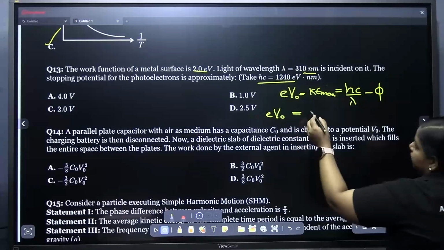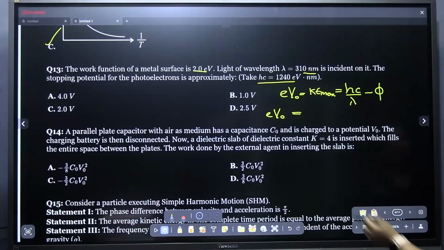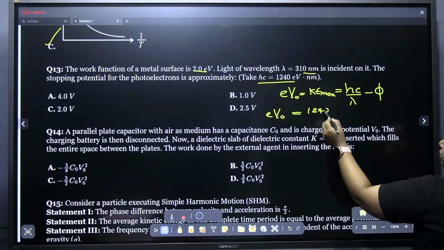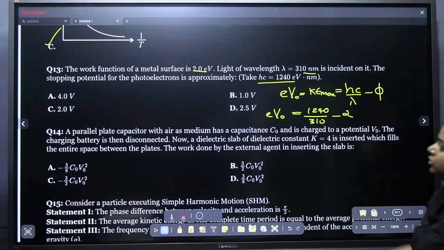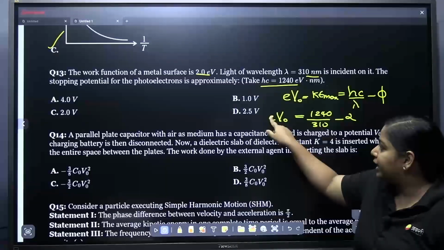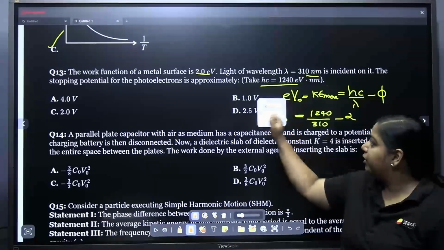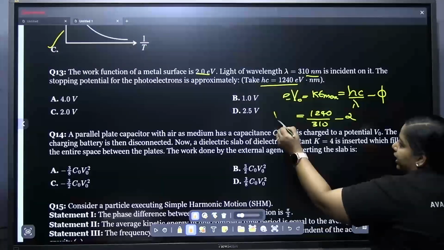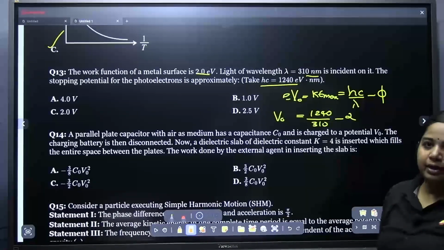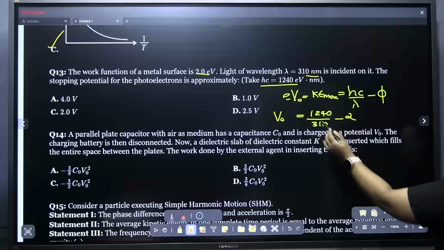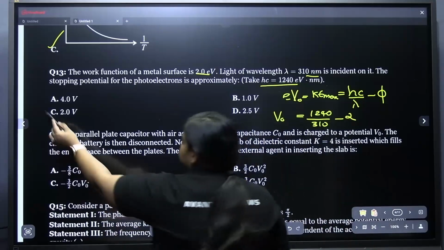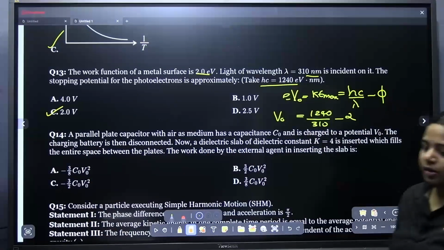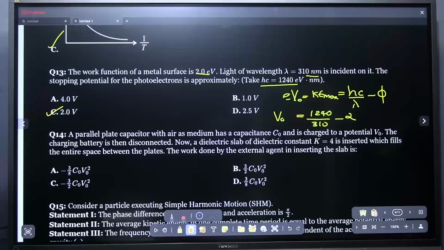eV0 is equal to hc, that is 1240 divided by 310, minus 2. Here e is not required. Why? Because it is already in electron volt, so we can directly put V naught only. When you substitute these values, you will get 4. 4 minus 2, 2 volt. Answer is 2. There is not much numerical calculation happening here.